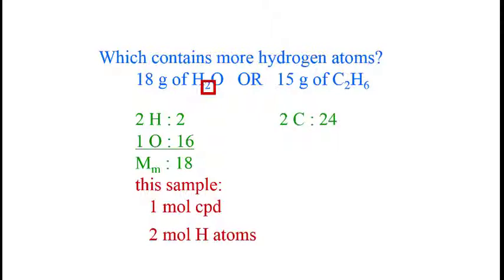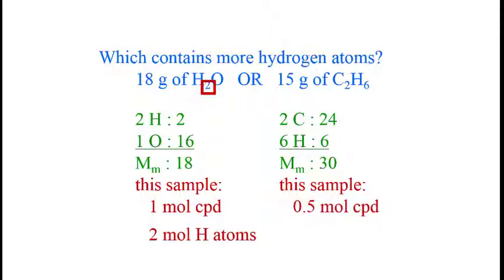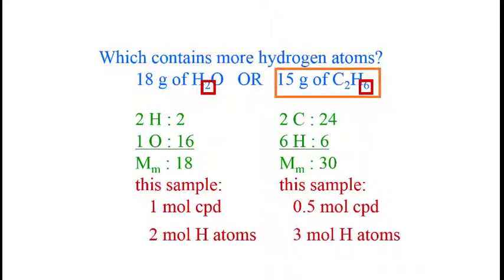2 carbons and 6 hydrogens give a molar mass of 30 grams per mole. This 15-gram sample is 1/2 a mole of compound. Note that in the chemical formula there are 6 hydrogen atoms in 1 molecule, or 6 moles of hydrogen in each mole of compound. This sample contains 1/2 of that, or 3 moles of hydrogen atoms. The C2H6 sample contains more hydrogen atoms.